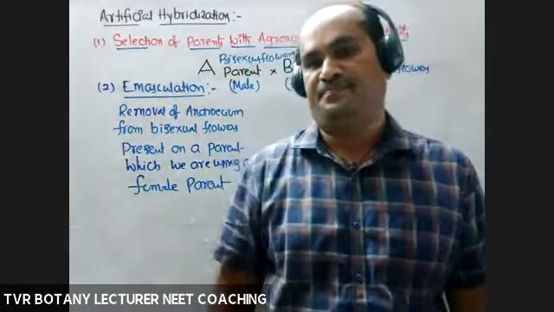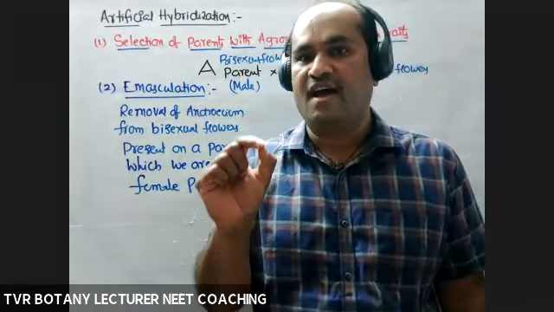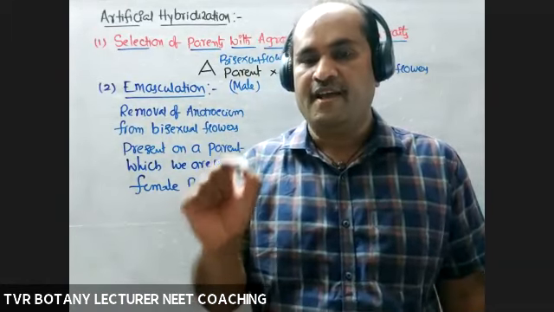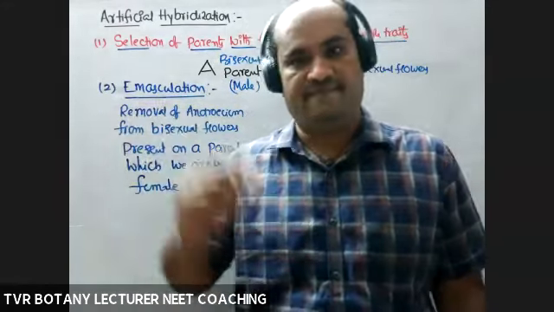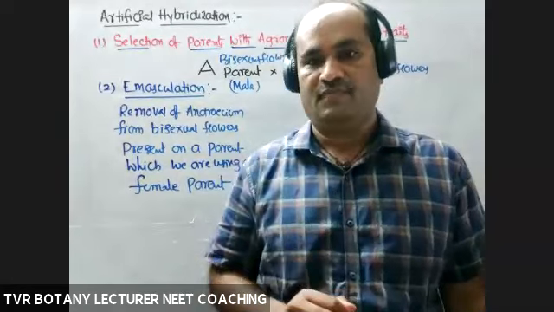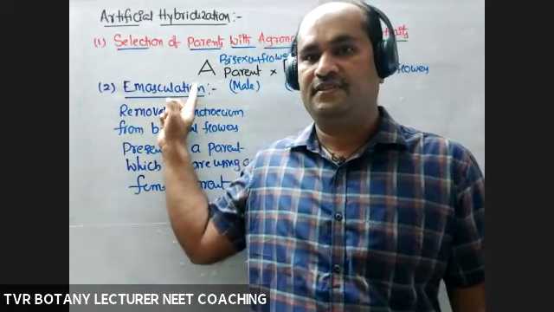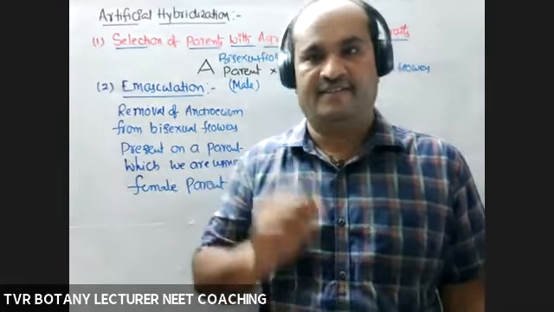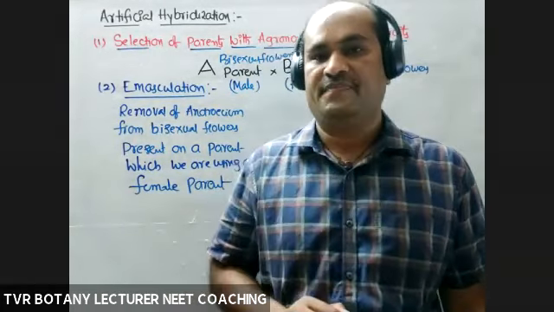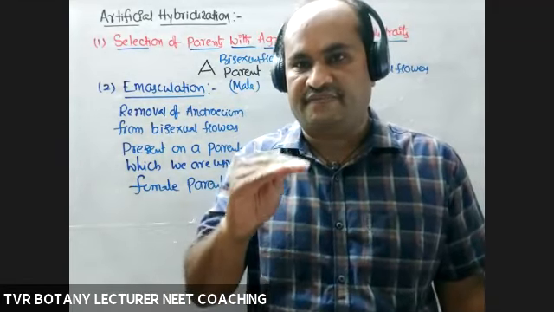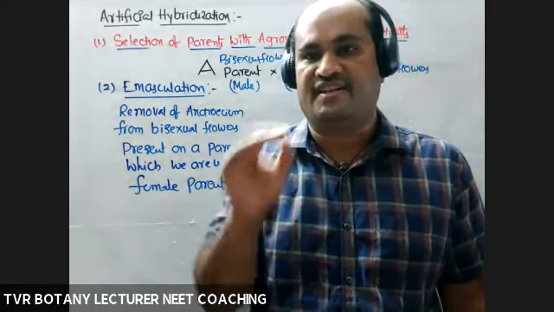So emasculation is applicable to bisexual flowers. That is statement one. Second statement, emasculation is done in the bisexual flower present on a parent which we are using as a female parent. Next, emasculation is not required in the bisexual flowers of male parent. Next statement, emasculation is not required if the species is with a monoecious condition or dioecious condition.